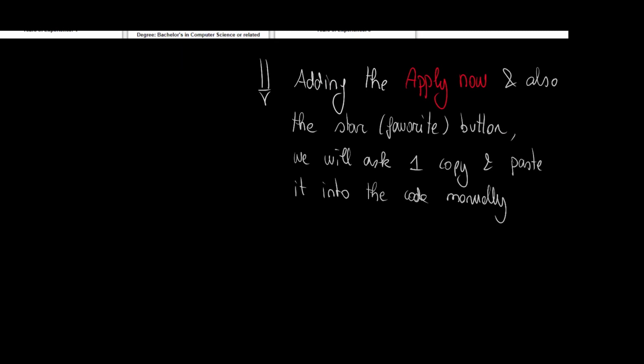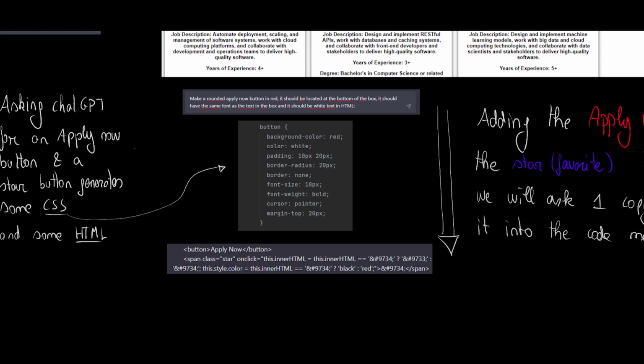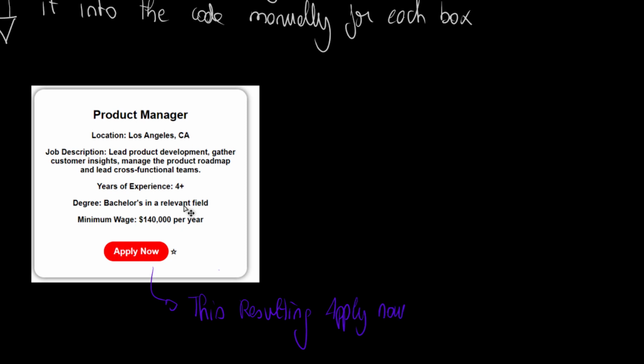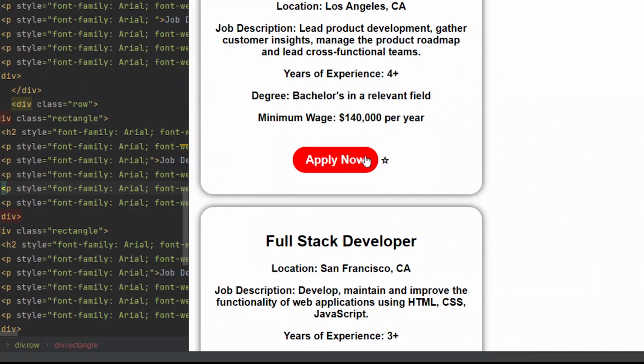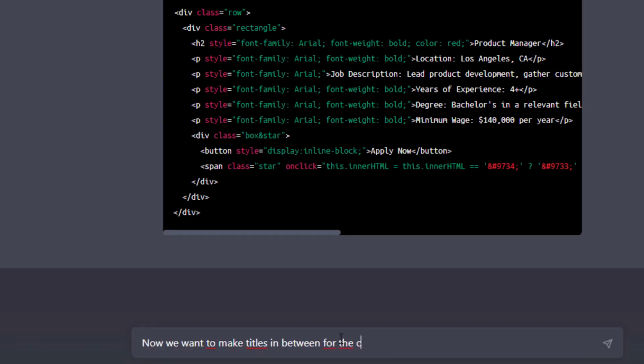Now we proceed to ask ChatGPT for an Apply Now button and a pushable star button. We have to paste this code into each box manually. This is how one resulting box looks like, with the Apply Now and the pushable star button. Now we divide all the boxes into sections corresponding to each state.